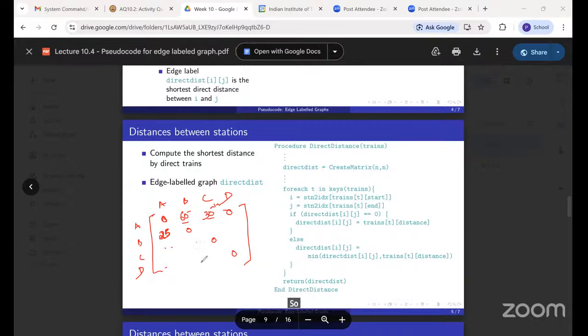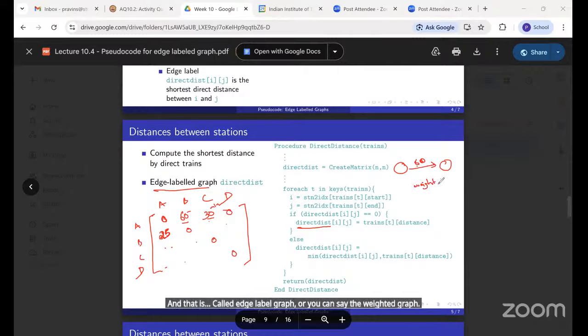So similarly, it will have values instead of zeros and ones. So this is what my direct dist matrix will look like instead of having zeros and ones. And this we call an edge labeled graph. If I want to denote it as nodes, this is my edge and the edge has some value, and that is called an edge labeled graph, or you can say a weighted graph. In normal terms, I can say weighted graph.